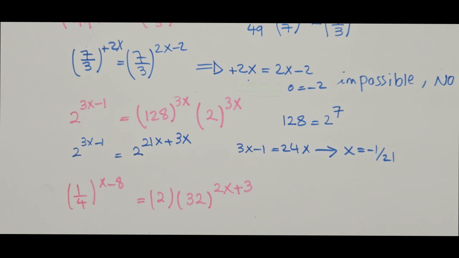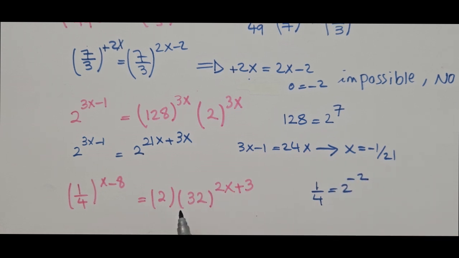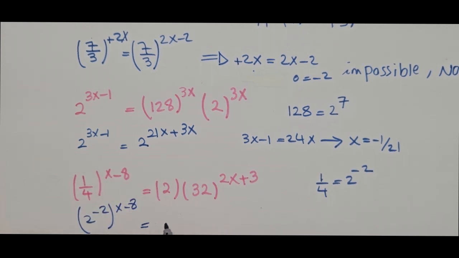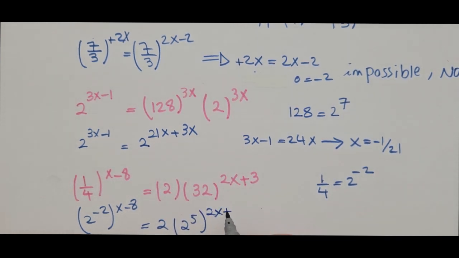Letter G. So here we have a combination of 3 different bases: 1/4, 2, and 32. But you know that 4 and 32 can be written as 2 to the power something, and then you can use the rules of exponents to convert all the bases to 2. So as we know, 1/4 is 2 to the power negative 2, right? So I just substituted 2 to the power negative 2, and then x to the power negative 8. On this side, I have 2. 32 is 2 to the power 5, 2x plus 3.